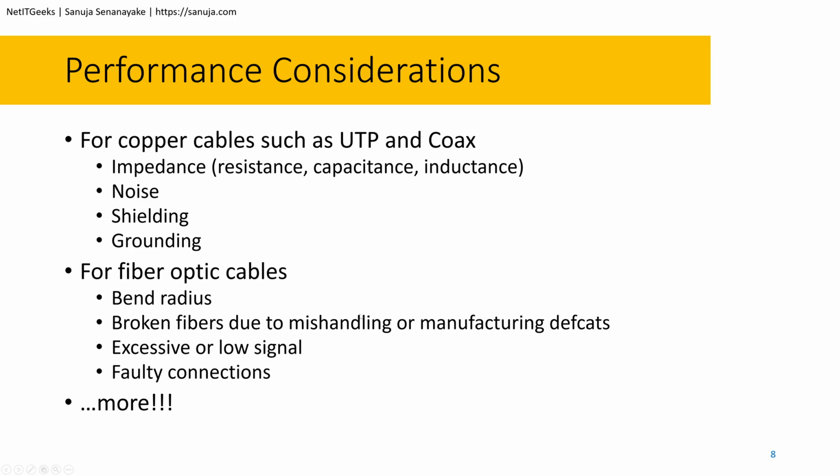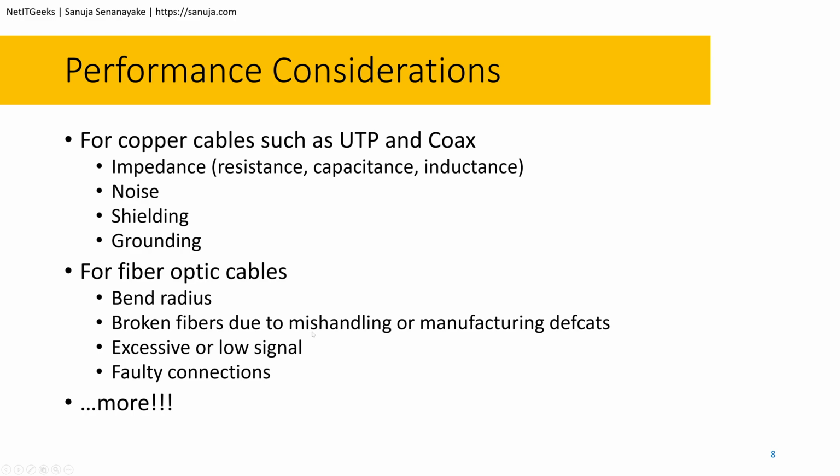For fiber optic cables, you need to think about things like bend radius. Different fiber manufacturers will sometimes have the same fiber optic cable, meaning the same standard cable, but the bend radius may be slightly different from each other. So when you compare them, make sure that you know those things. Broken fibers due to mishandling or manufacturing defects. So that's another thing you need to think about.